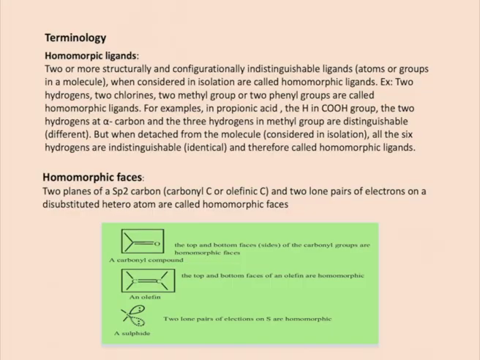And to know about the asymmetric synthesis, first of all we must be familiar with the terminology involved in asymmetric synthesis. So the terminology involved is, first, we will see the homomorphic ligands here. Homomorphic ligands means homo in the sense same, okay. Homomorphic ligands means the atoms in the isolated form, if they are the same, then we can say they are homomorphic ligands here, right.